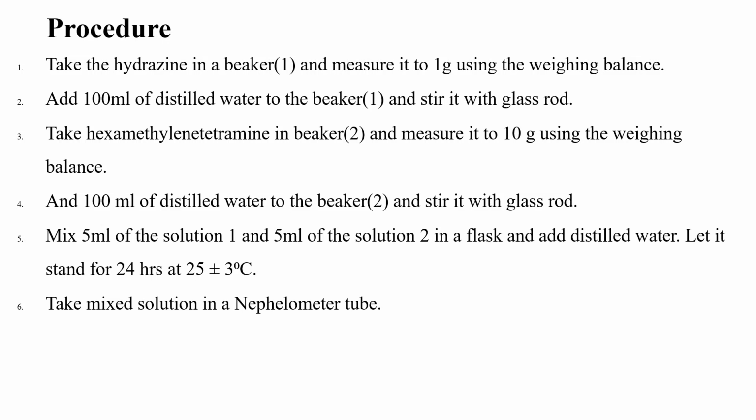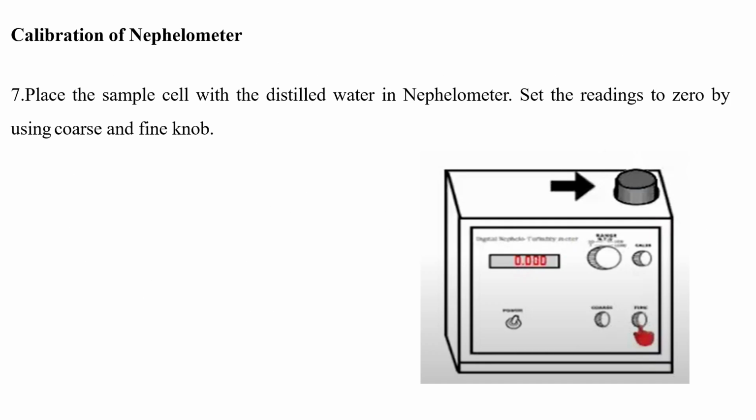Next you take this mixed solution in a nephelometer tube. Then we need to do the calibration of the nephelometer. For this, place the sample cell with distilled water in the nephelometer. This is a nephelometer. We need to set the reading to 0 by using the coarse and the fine knob. So this is the coarse knob and this is the fine knob. We need to adjust these and bring the reading to 0.